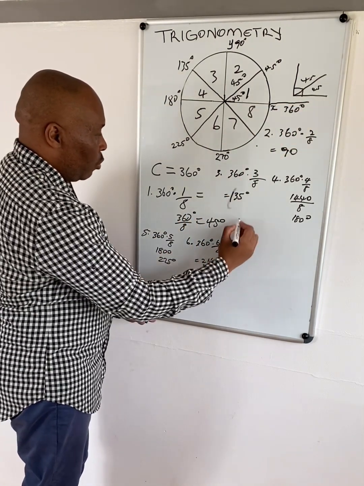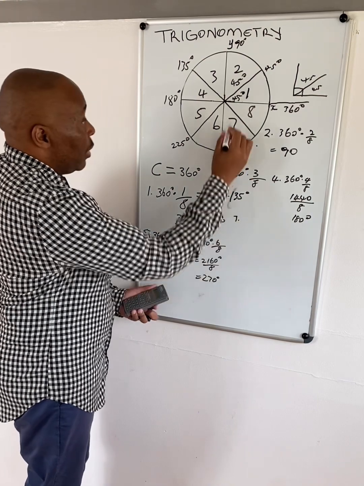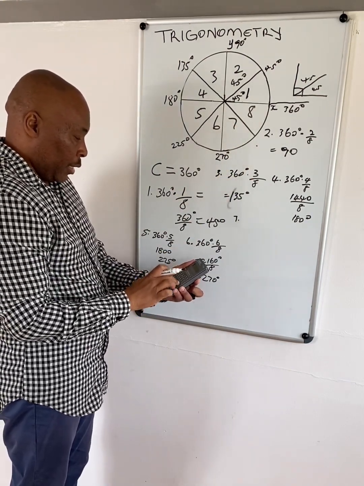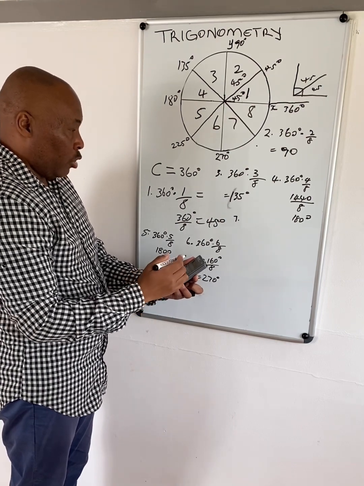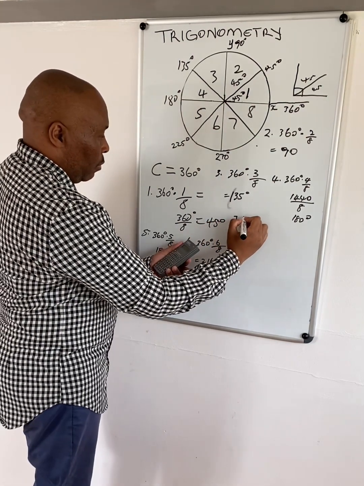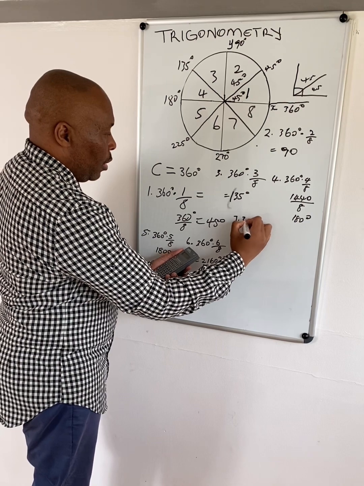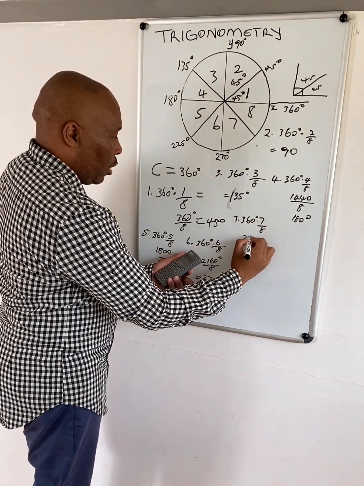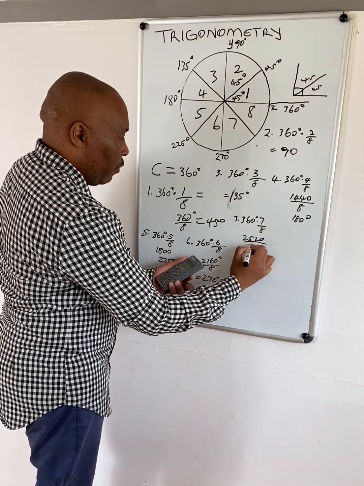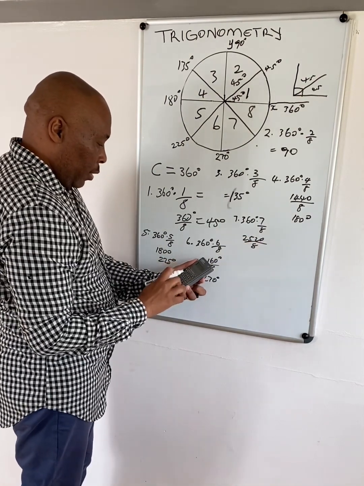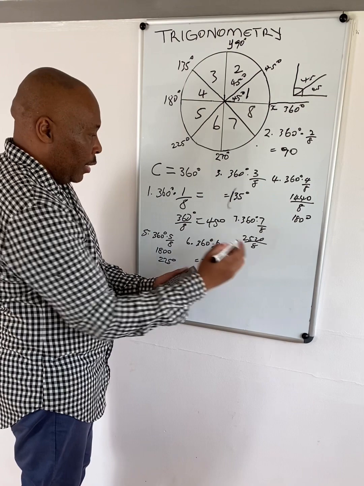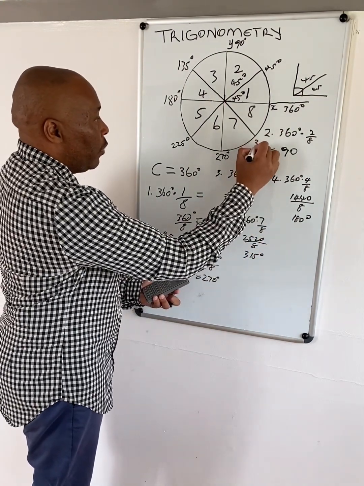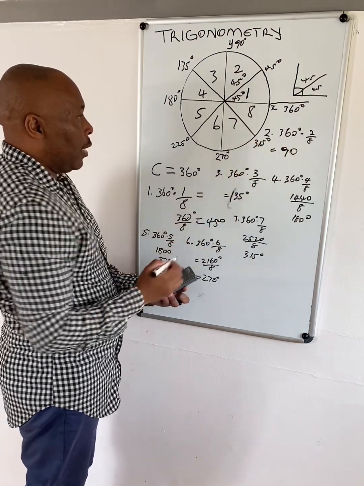And then we come to number 7, the 7th part. So we're saying 360 degrees times 7 over 8, it's 2520. You divide it by 8. It gives us 315 degrees, where we have 315 degrees here.